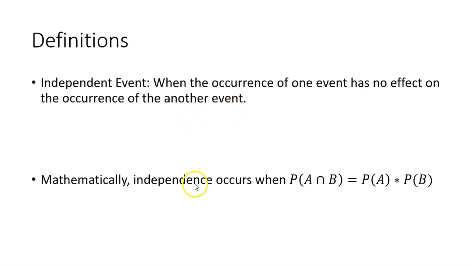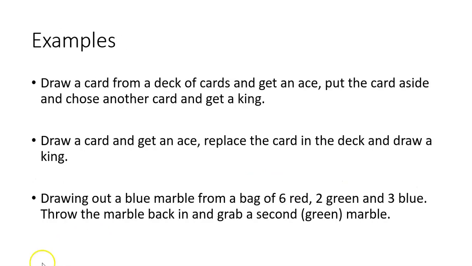So mathematically, we can check independence by using this formula. If the probability of A intersect B is equal to the probability of A times the probability of B, then that means that the events are independent. If we get that the probability of A intersect B does not equal the probability of A times the probability of B, then we will know that the events are dependent. So we don't always have to check mathematically in order to tell if they're independent or dependent, but it's always a good idea, right?